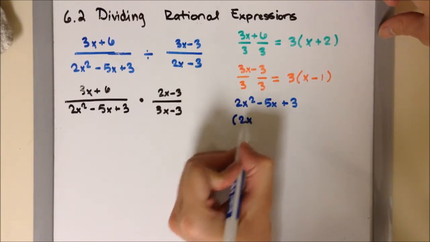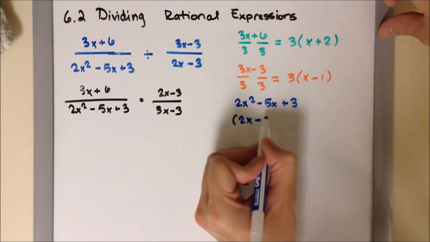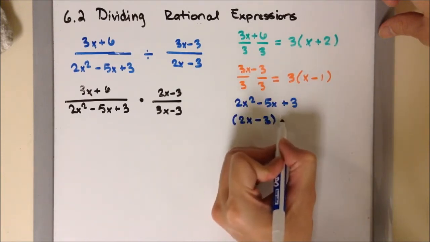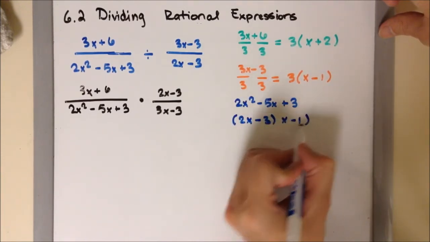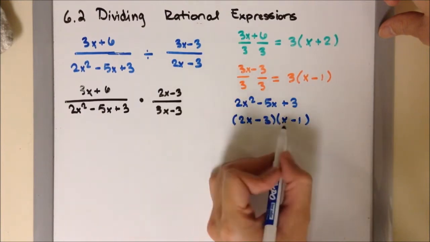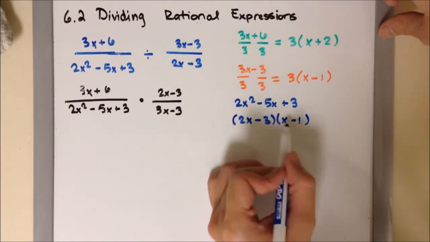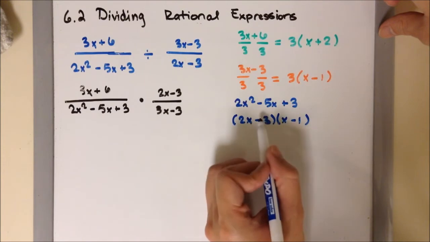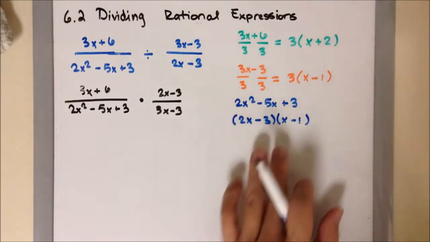So it will be 2x minus 3 times x minus 1. Now if you want to double check, you can always FOIL to see if it matches. In this case, it will. So those are our factors.